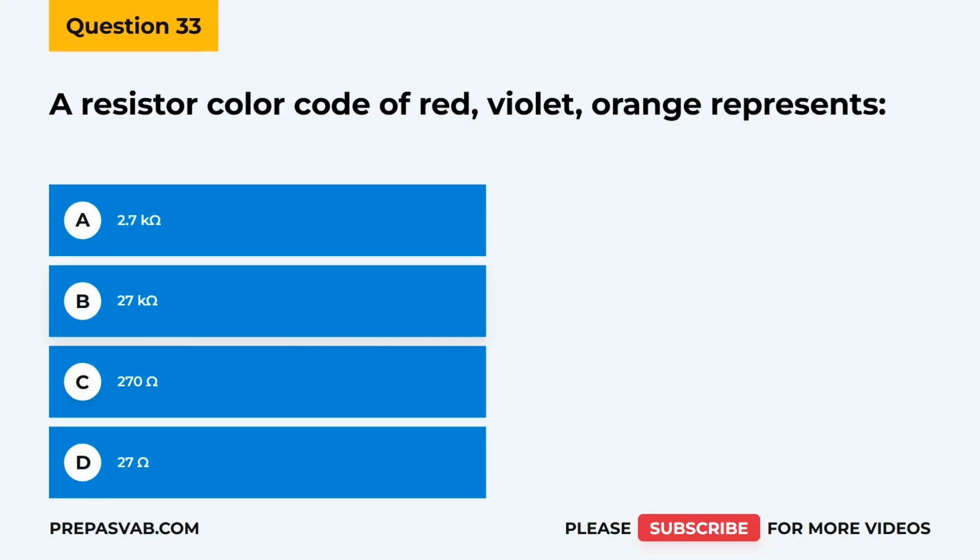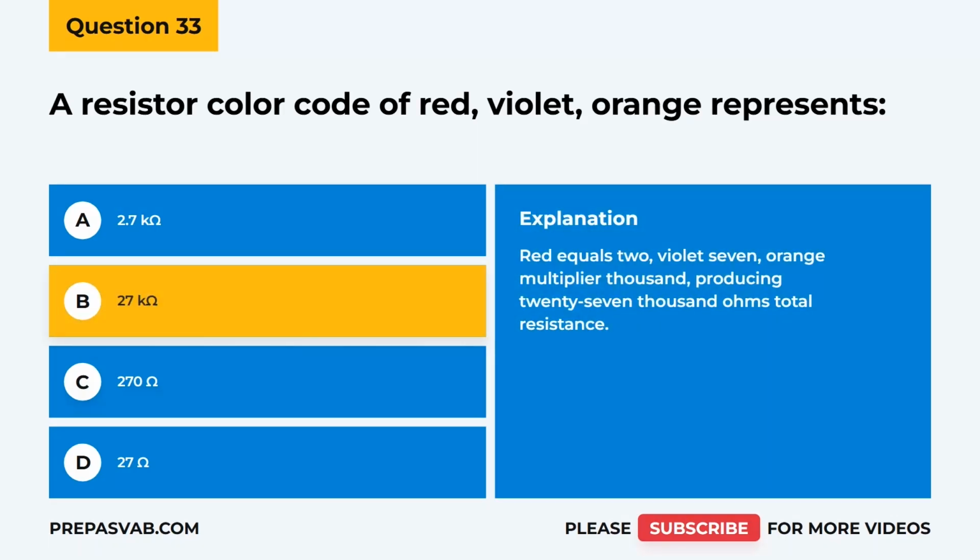Question 33. A resistor color code of red, violet, orange represents A. 2.7 kilohms, B. 27 kilohms, C. 270 ohms, D. 27 ohms. The correct answer is B. 27 kilohms. Red equals 2, violet 7, orange multiplier 1,000, producing 27,000 ohms total resistance.